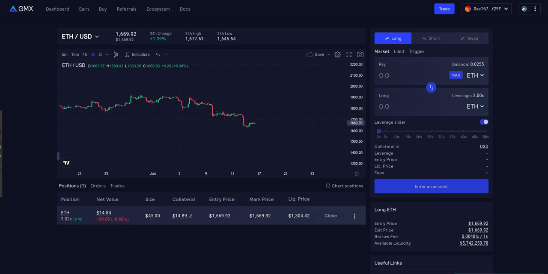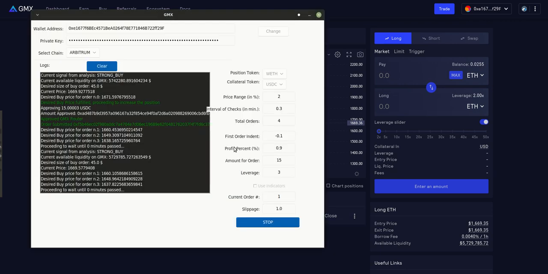We got a size of 45 USDC. We entered a trade. We are already negative 0.6%. 3 times long. Amazing. Our entry price was perfect. It was exactly the same as the market price. And we have a liquidation price of $1,300. So that's amazing. This is the current price of the market.